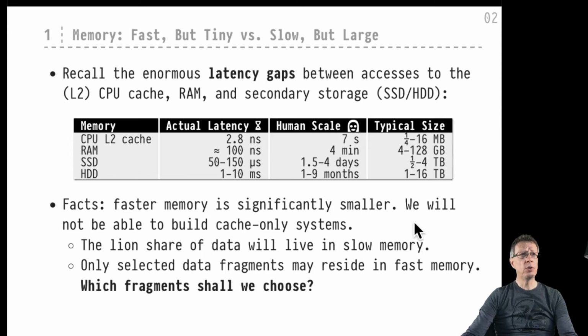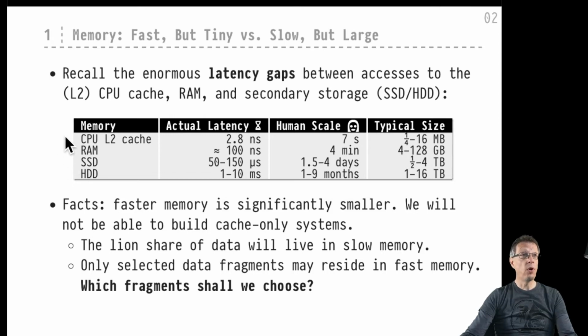So HDDs would make good storage alternatives for really large databases. What becomes clear now is that we will probably not be able to build a database system that entirely lives with its data in the L2 cache or even in RAM. It's just not feasible, not possible, and probably way too expensive to build CPU caches or even RAM that is capacity-wise comparable to these secondary memory alternatives.